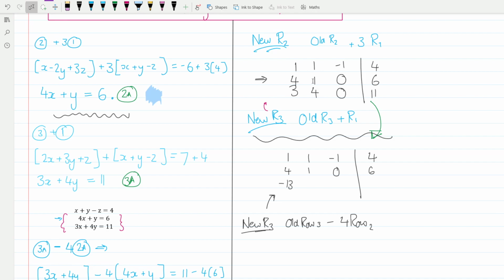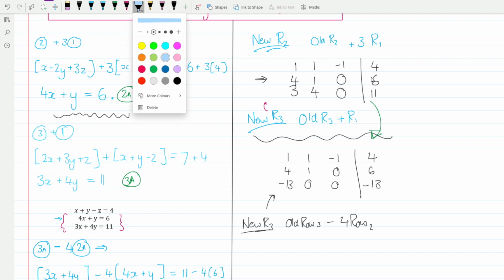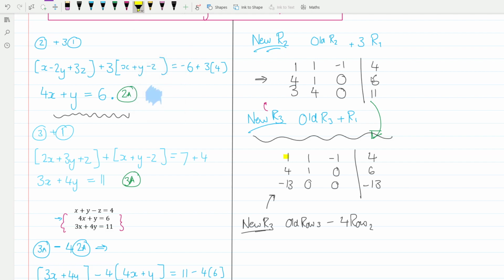4 take away 4 lots of 1 is 4 take away 4, which is 0. And because both of these elements are zeros already, I don't really have to do anything. It's just 0. 11 take away 4 lots of 6. 11 take away 24 is minus 13. Cool. And this is row echelon form. So you can see in terms of the elements of the matrix, we have things sort of forming like a triangle in your matrix.